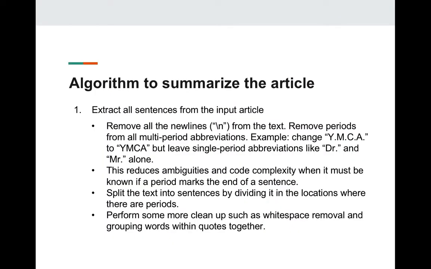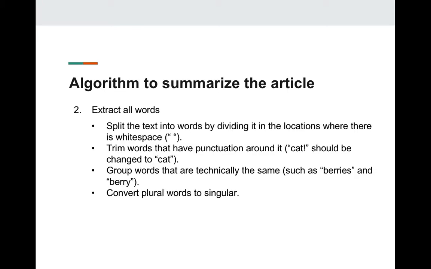So let's have a look at one of our simple algorithms to summarize the article. First, it extracts all sentences from the input article. It removes all unnecessary stuff. It removes certain abbreviations and ambiguities. It then splits the sentences by dividing it in locations where there are periods. The second one is to extract all the words. White spaces are where we split each word. We then remove punctuation marks and words that are technically similar and convert plural words to singular.